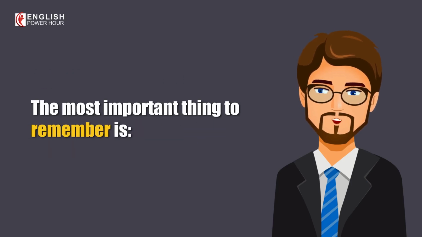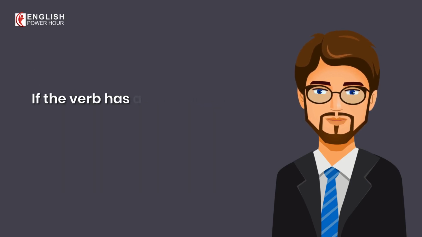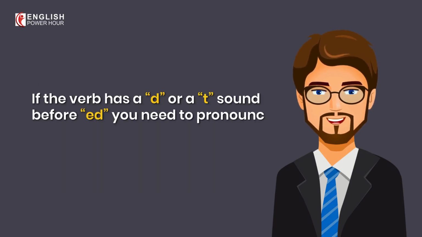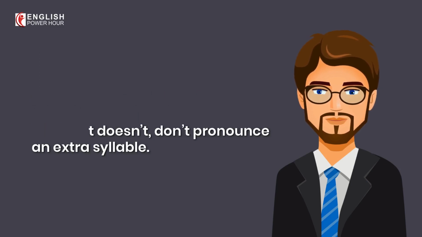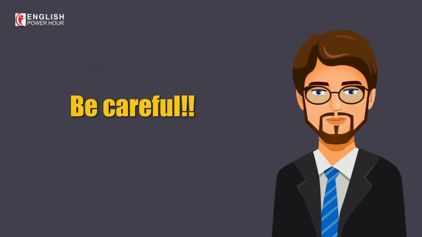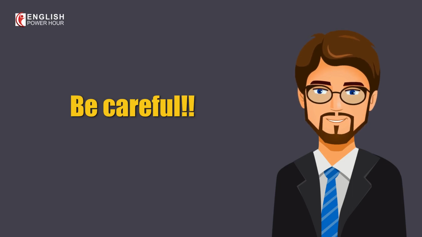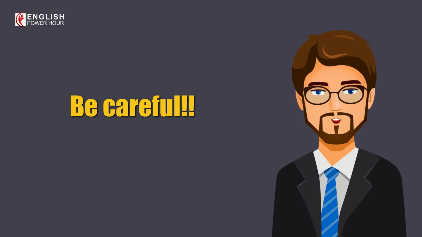The most important thing to remember is, if the verb has a d or a t sound before ed, you need to pronounce it id. If it doesn't, don't pronounce the extra syllable. Be careful. It's the sound, not the letter. Decided is pronounced decide-id, even though decide ends in e. Because we don't say the e, so the last sound is d.